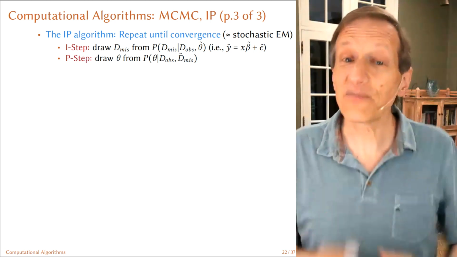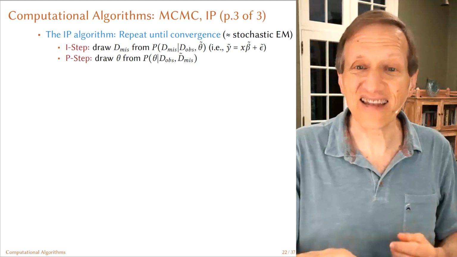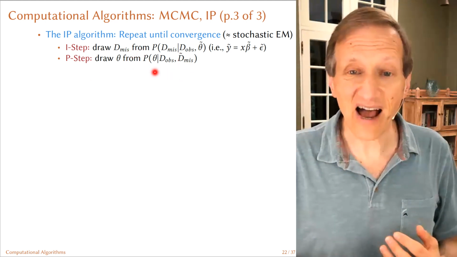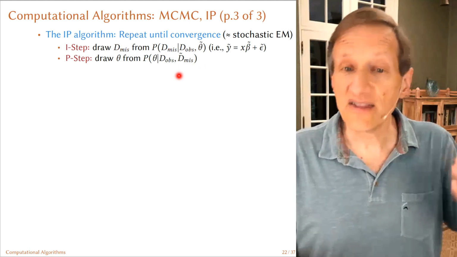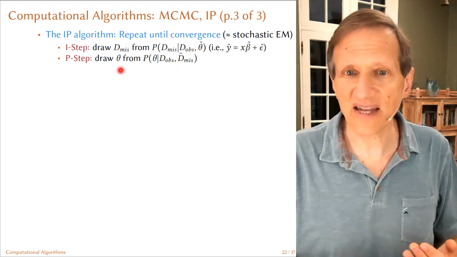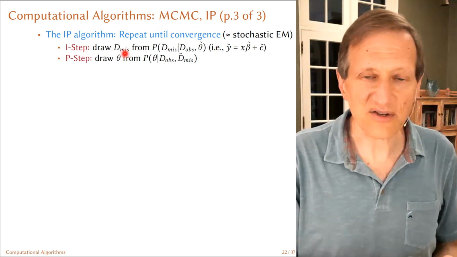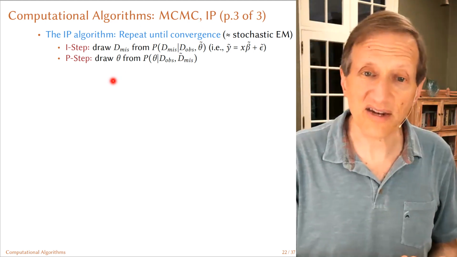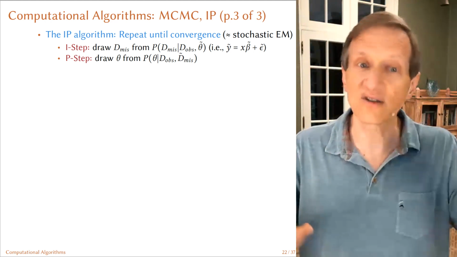Then we're going to have the P step, which is the posterior step, which will get us theta hat. So we'll draw theta hat from its distribution, given dobs and the imputation of dmiss we got from here. Now we have a better estimate of theta hat, so we stick it back in here, and we draw dmiss. Then we take dmiss, stick it in here, and we draw theta. And we keep going back and forth and back and forth, and we repeat this until convergence.